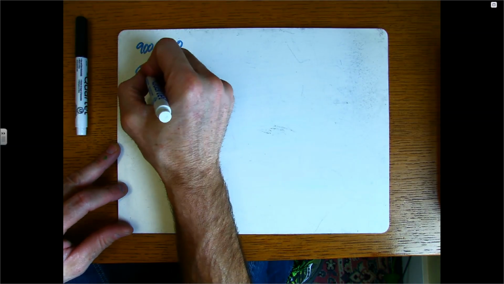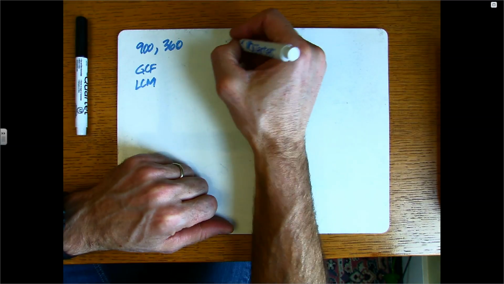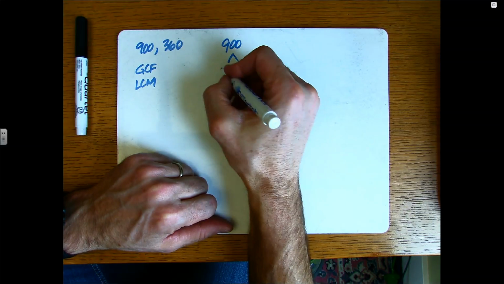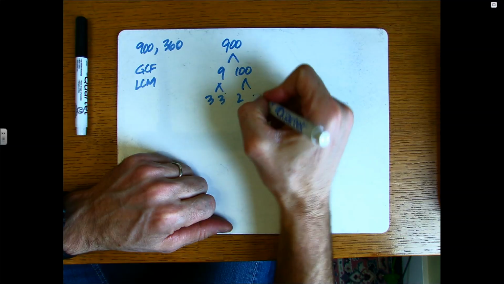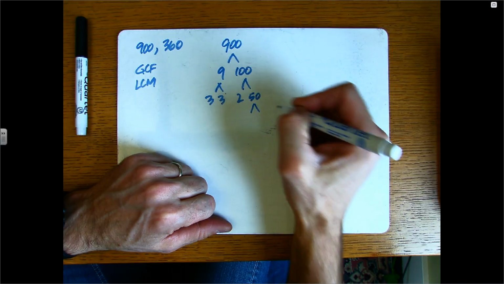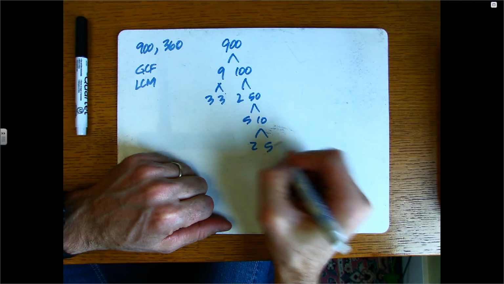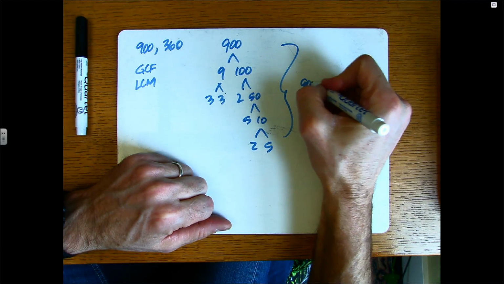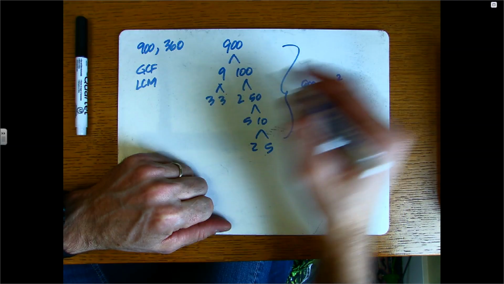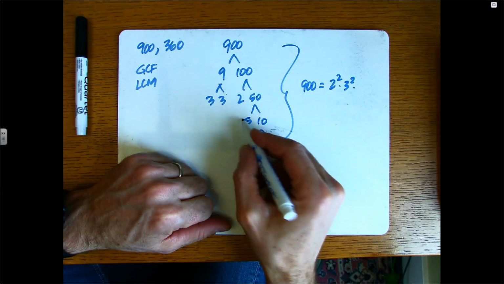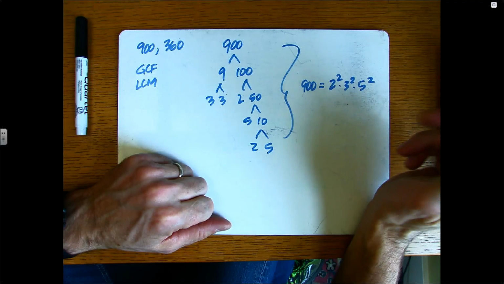So the GCF and the LCM. Okay, so let's think about this first. If I find the prime factorization of 900, let's do that first. It's 3 and 3, 2 and 50, 5 and 10, 2 and 5. So 900 can be written as 2 2s times 2 3s times 2 5s. So that seems to be the prime factorization of 900.